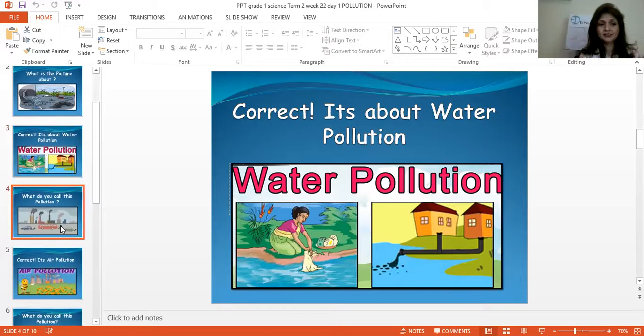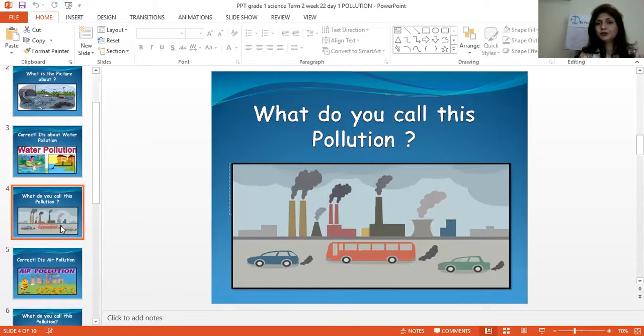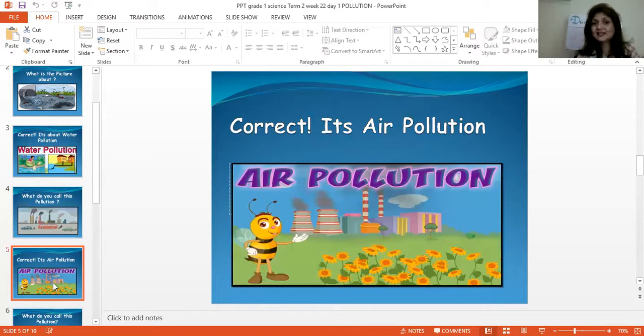Now here you can see, what do you call this pollution? You can see smoke coming out from the homes, from these factories, from the cars. We have also seen it in the video, and we have also explained it to you from the picture. So what type of pollution is this? Correct. This is air pollution. It is making the air polluted. It is making the air unhealthy, harmful for us.